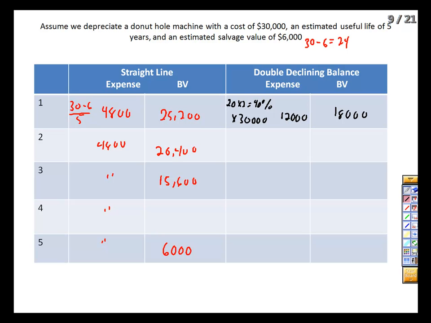Now we come to year 2 and we have to do our depreciation expense. Once again, we take our 40% and we're going to multiply it by the beginning net book value, which in this case is the $18,000. And that's going to give us depreciation expense of $7,200 in year 2. So our depreciation expense is changing from year to year, decreasing as the net book value of the asset decreases. We'll now have a net book value of $10,800.